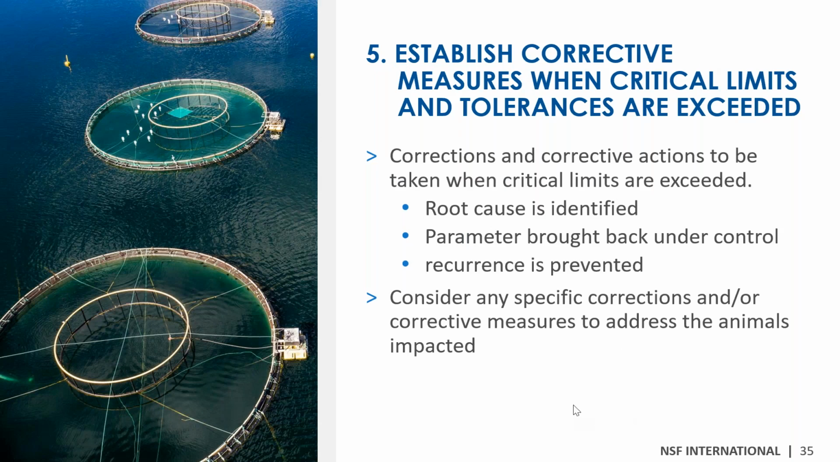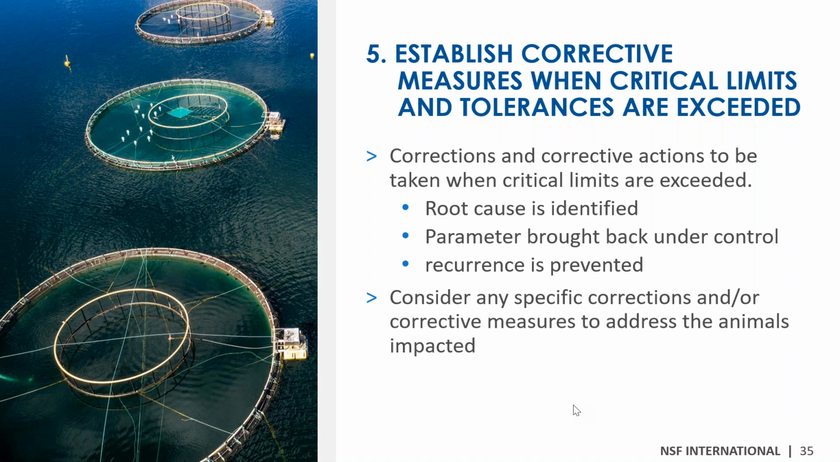So once you've got that, you're monitoring, and you know whether or not your activities or situations are within control. When they're outside of critical limits or tolerances, then corrections and corrective actions need to be taken when those limits are exceeded. With a CCP, the typical approach is to identify what the root cause is. Sometimes going back to your hazard analysis will help with that process. But then there has to be an action taken to bring that parameter back in control and another action to prevent any further recurrence of it.